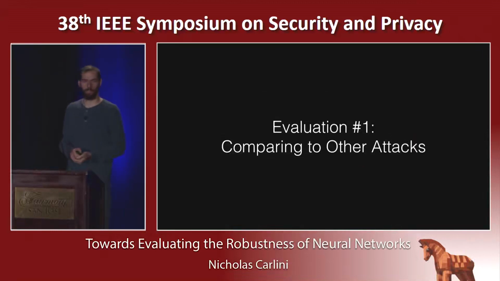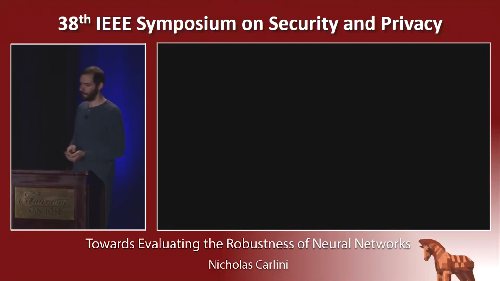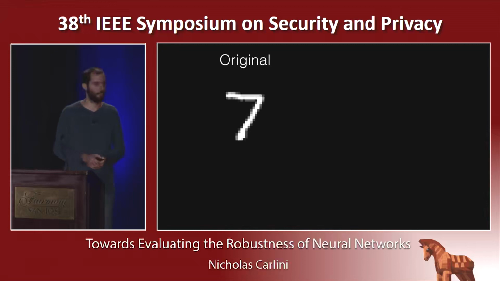The first thing I can do is I can compare this to other attacks. So people have published previous methods of generating these types of attacks, and I can compare how well we do compared to how well they do. So what I'm going to do is I'm going to show you some image here. This is an image of a handwritten digit 7. This is from an image classification task where we're given handwritten digits from 0 to 9. You have to classify what the digit is.